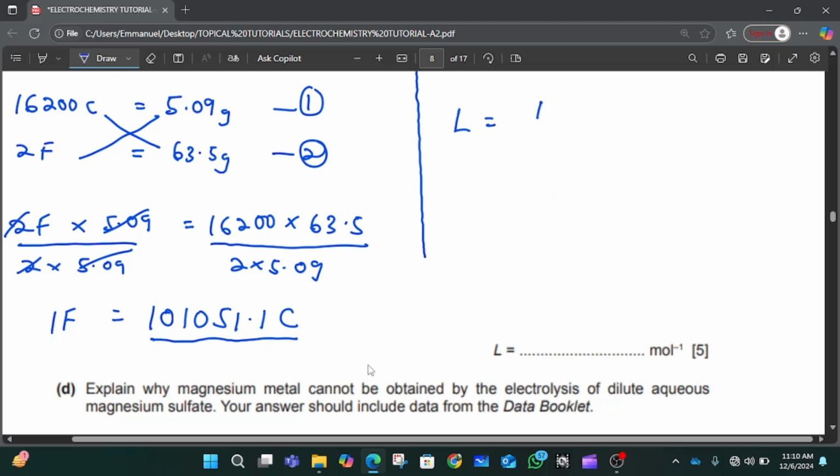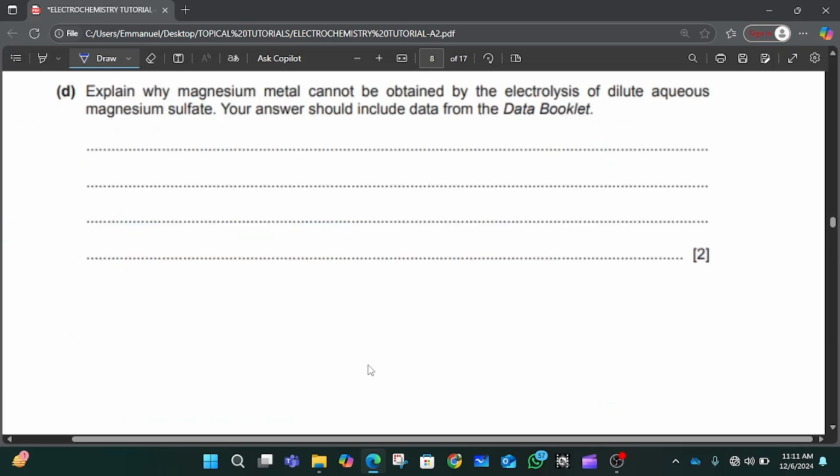This is the charge on 1 mole of electrons, and we said our Avogadro's constant is equal to the charge on 1 mole of electrons. So 101,051.1 divided by the charge on 1 electron, which is 1.6 times 10 to the power minus 19 coulombs, and that gives us 6.32 times 10 to the power 23.